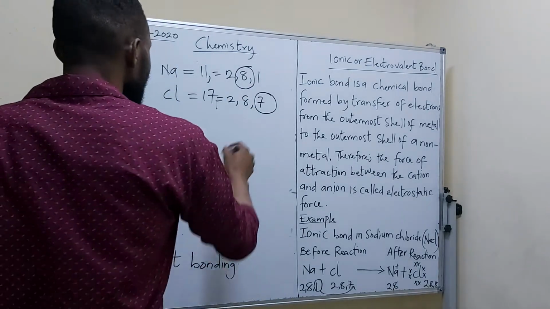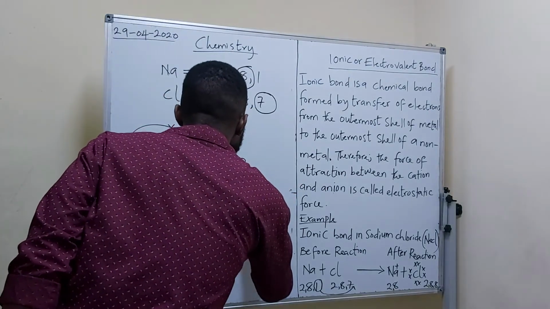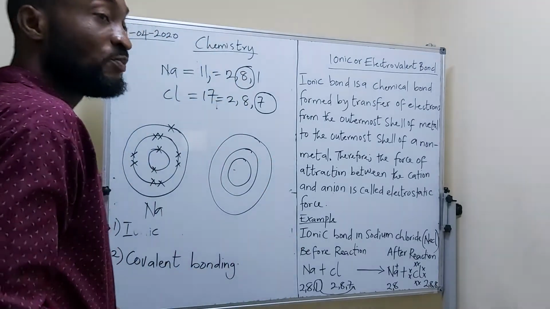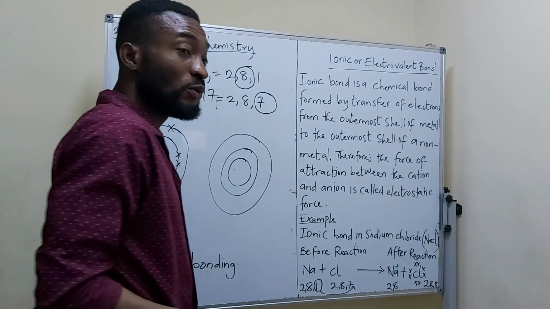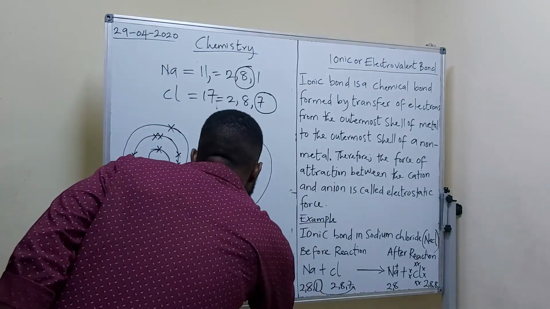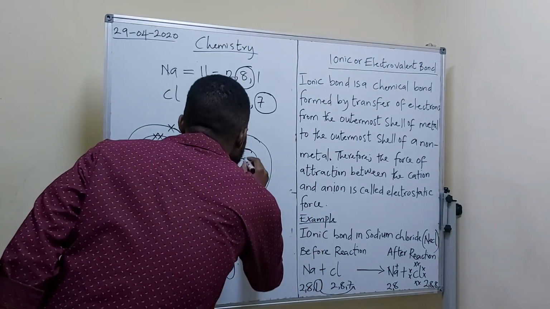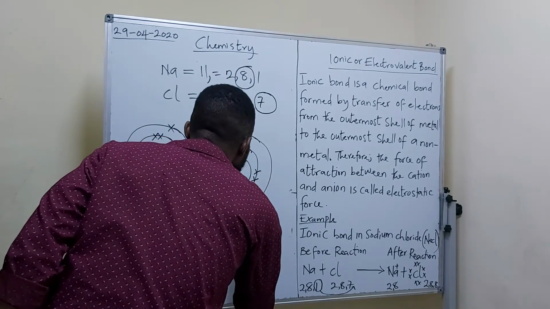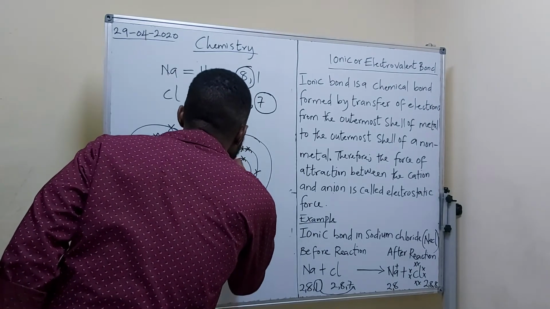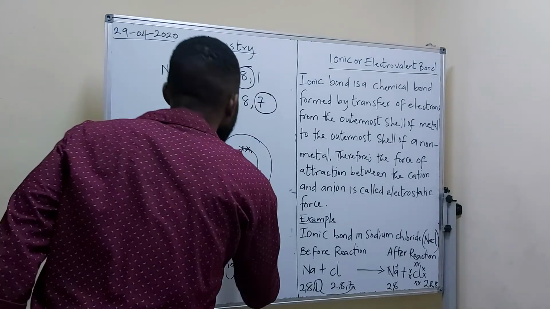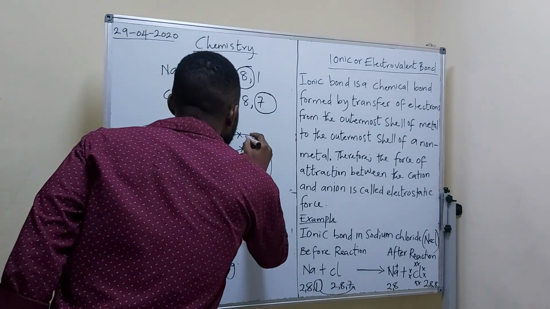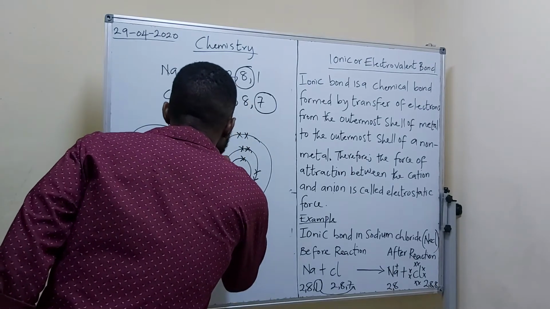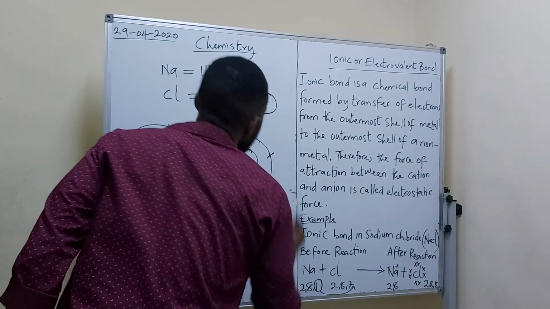But for chlorine, we have 1, 2, then 3 shells. Then we can place the electrons onto the chlorine as well. That is 2, then 8, which completes 8, and we have 7 in the outermost shell.